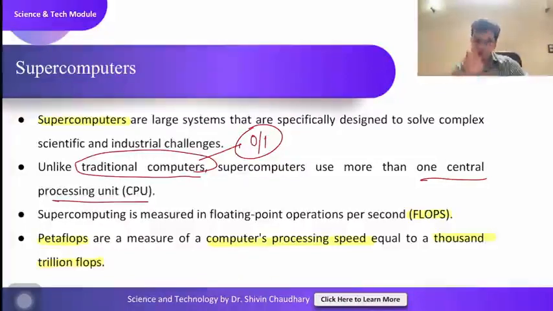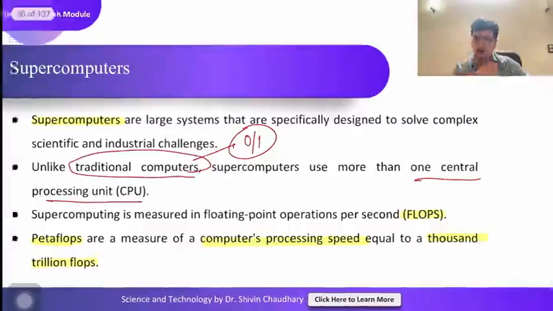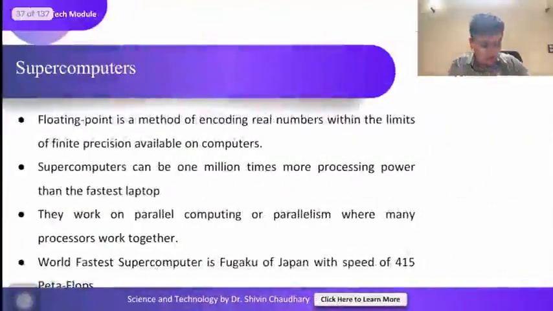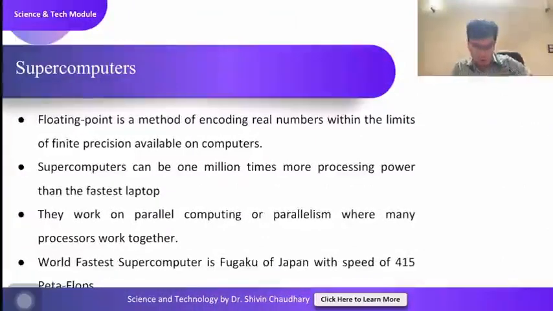FLOPS means floating point operations per second, not the movies that Yash Raj makes. Okay, now floating point is a method to encode real numbers within limits of finite precision. Absolutely don't remember this. बिल्कुल नहीं समझ आ रहा तो कोई जरूरत नहीं है. Nobody is going to ask you. It just is a processing speed check. ठीक है, that's all you need to know.